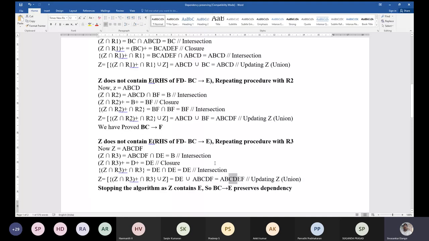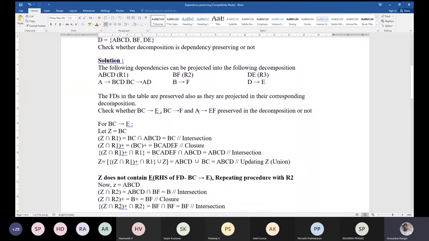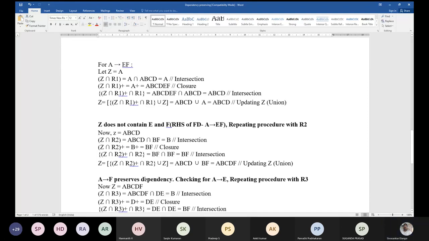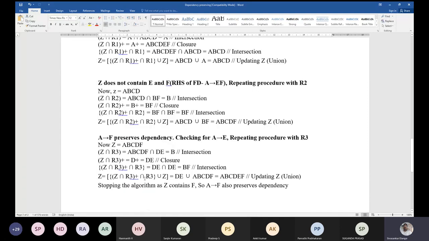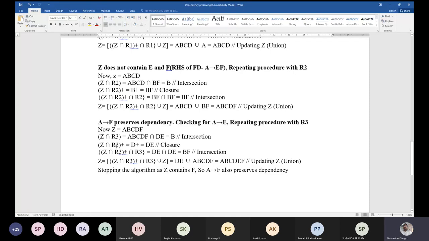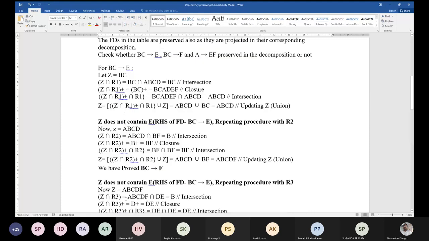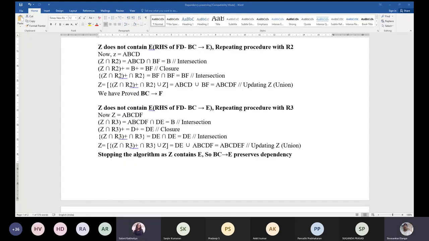Then you have another functional dependency which has to be proved. A determines EF. So for A determines EF, again you are going to store the value of A in Z. Again, you are going to continue with Z intersection Ri closure intersection Ri union Z, and in the third iteration you get that A determines F is also proved, right? So you can follow this, right? Yes, sir.